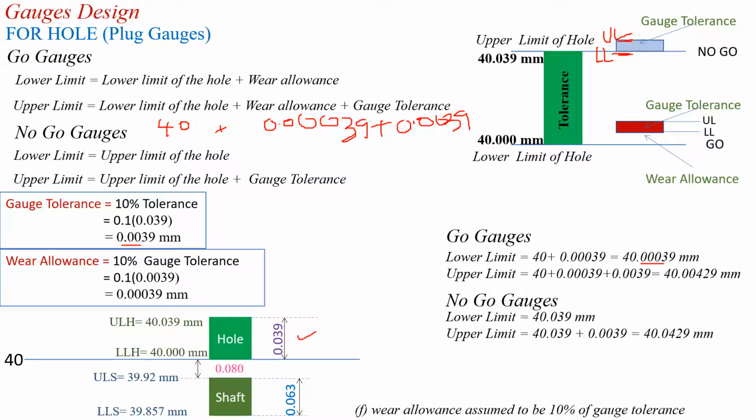Next we have to calculate the limits of the no-go gauges. First I look for the lower limit of the no-go gauge. The lower limit of the no-go gauge equals the upper limit of the hole, which is 40.039 mm. Then the upper limit of the no-go gauge equals the upper limit of the hole, that is 40.039, plus the gauge tolerance of 0.0039. Then the upper limit of the no-go gauge equals 40.0429 mm.